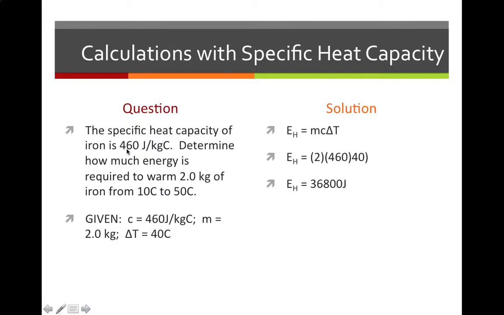So, just a quick calculation. If you knew a specific heat capacity, C, was 460, and we want to know how much energy you need to change the temperature of that mass of material by 40 degrees. So you have delta T, the change in temperature, is 40 degrees. There's the C, there's the mass, you just multiply it out. And that's how much energy you need to change the temperature of 2 kilograms of iron by 40 degrees.